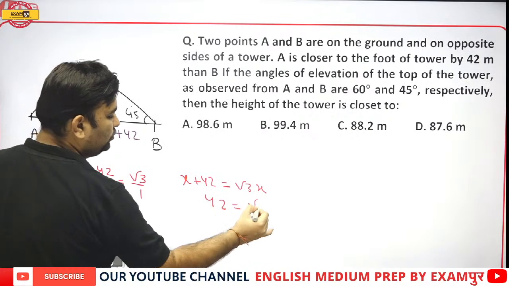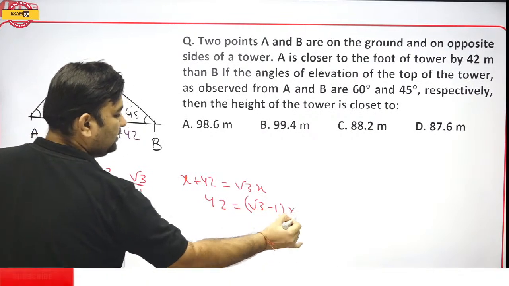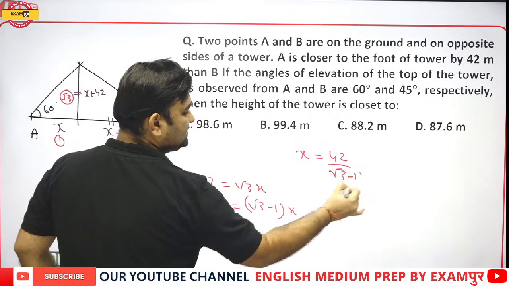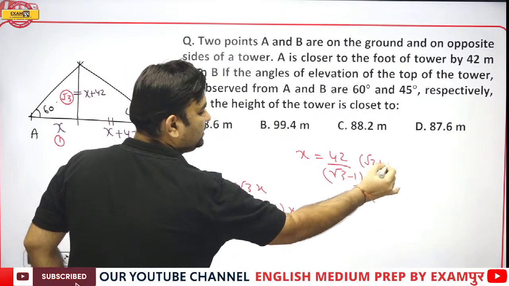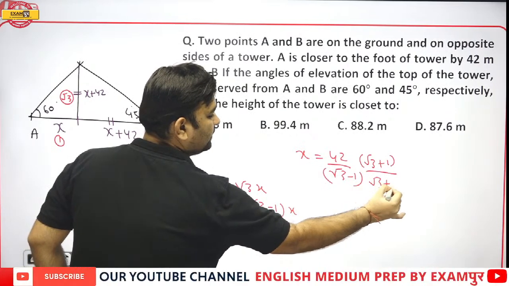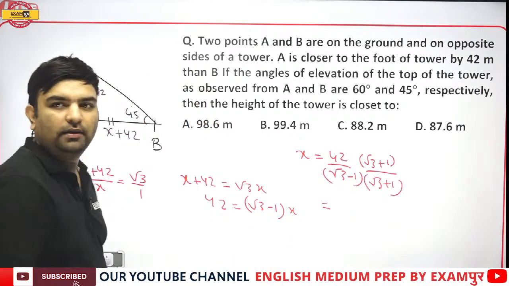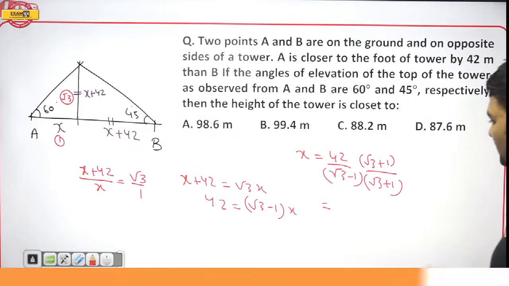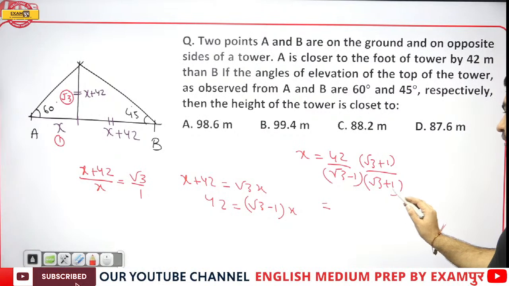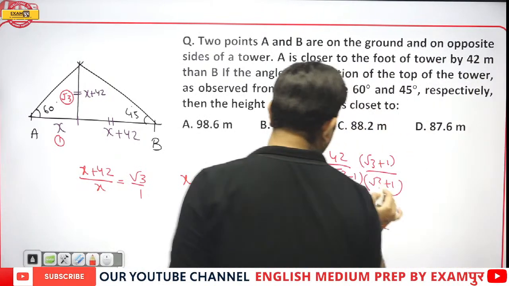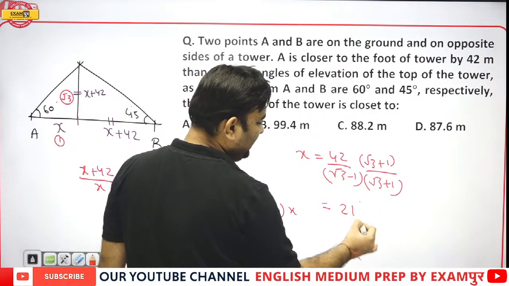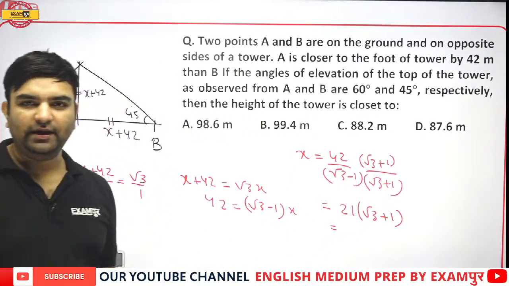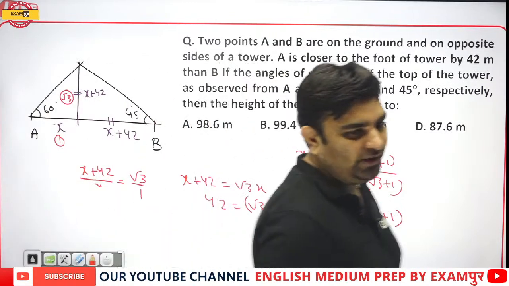42 is equal to (√3 minus 1)x. So x is 42 upon (√3 minus 1). Rationalize it by √3 plus 1. This will become 3 minus 1, 2. 2 will simplify with 42, giving 21 times.